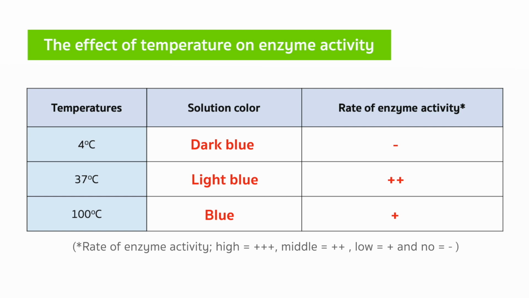The results show that the amylase extracted from sweet potato root has the highest rate of activity at 37 degrees Celsius, followed by 100 degrees Celsius and 4 degrees Celsius respectively.